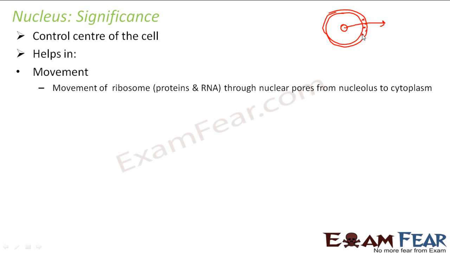If you do not have these nuclear pores in the nuclear membrane, the entire nucleus is compact. So nothing can move out from the nucleus, nothing can come into the nucleus. But because of the presence of those nuclear pores, the ribosomes which are produced inside the nucleolus can be transported from the nucleus to the cytoplasm. Right? Because outside, everywhere you have cytoplasm.